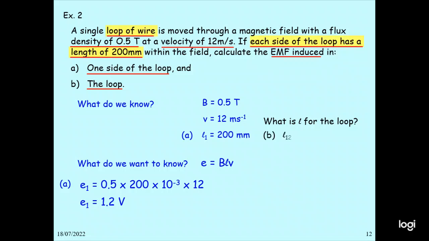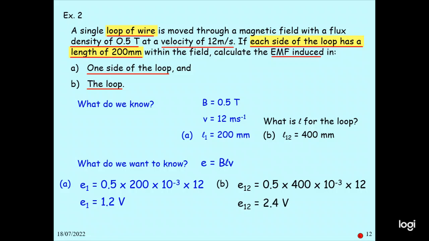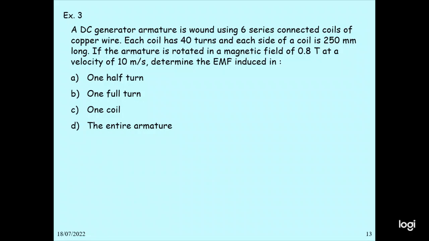The next problem: a DC generator armature is wound using 6 series-connected coils of copper wire. Each coil has 40 turns and each side of the coil is 250 millimeter long. If the armature rotates in a magnetic field of 0.8 Tesla at a velocity of 10 meters per second, determine the EMF induced in one half turn, one full turn, one coil, and the entire armature. What do we know? B is 0.8 Tesla, L is 250 millimeter, velocity V is 10 meters per second. So we want to know E equal to BLV.